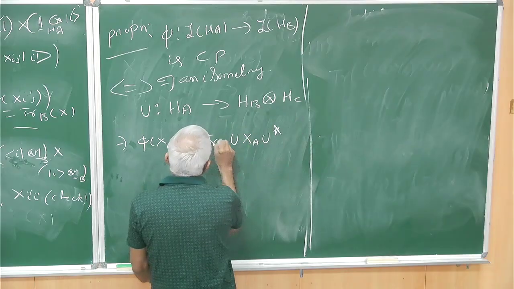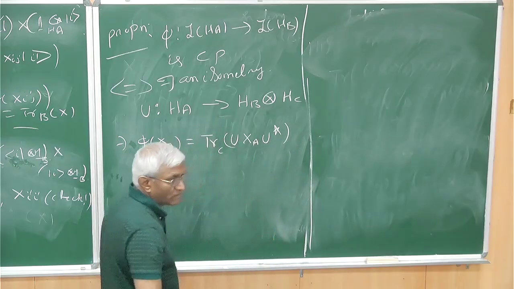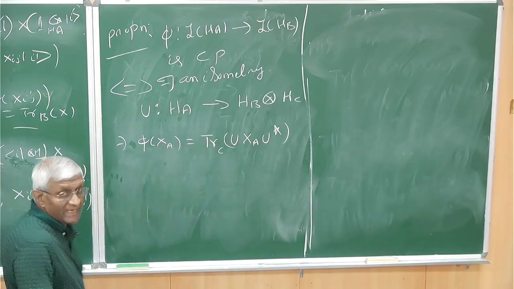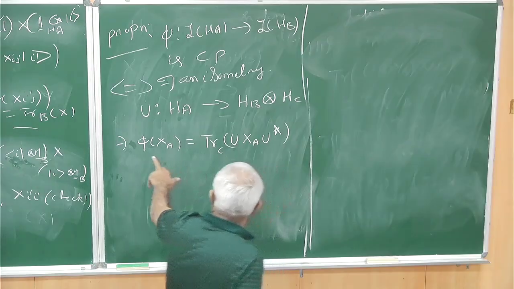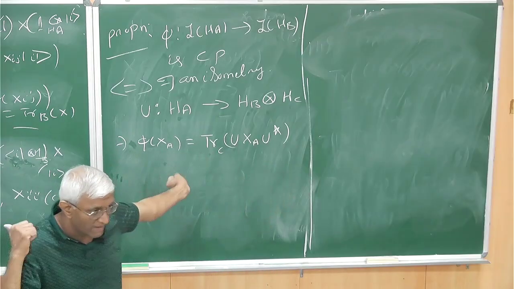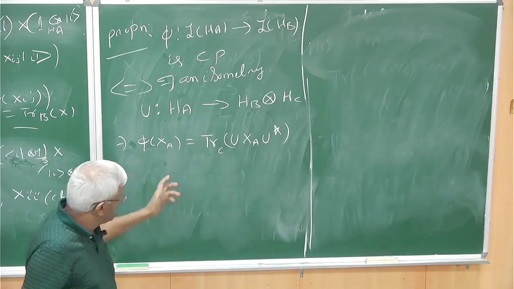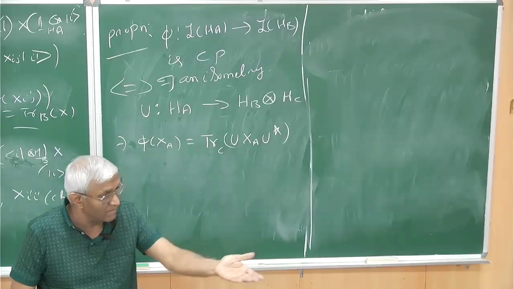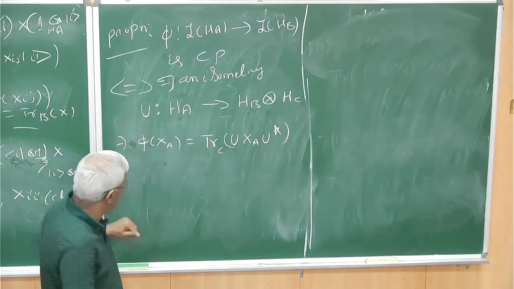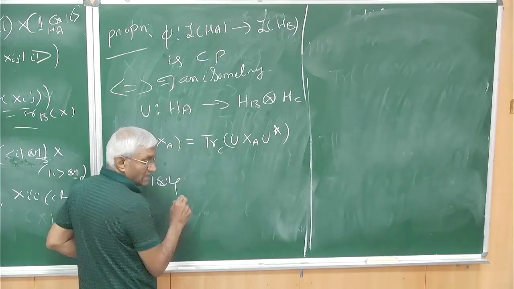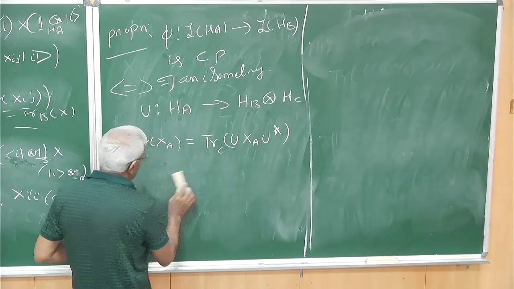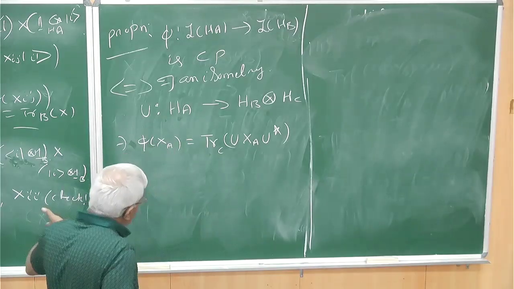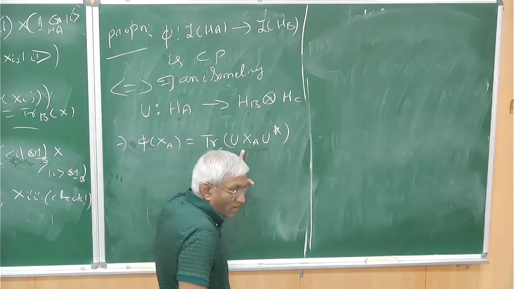Then you take the trace with respect to C. We have already noticed that this partial trace is a completely positive map. I gave a more general assignment: instead of a trace, you have one tensor phi kind of thing. That's a completely positive map, so this is just a homomorphism.